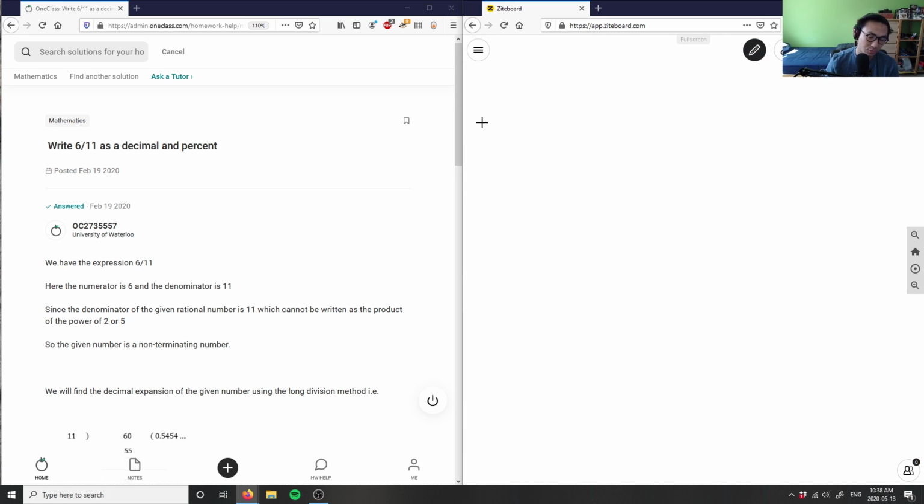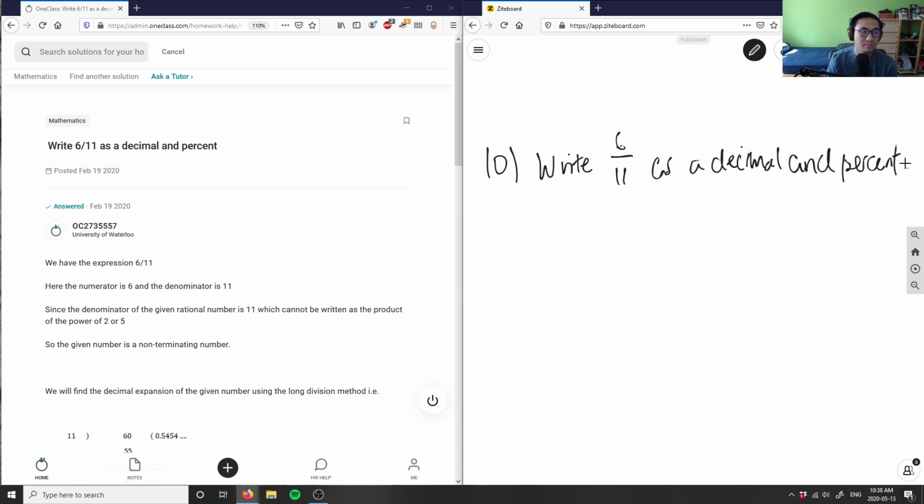It's asking us to write 6 over 11 as a decimal and a percent. So write 6 over 11 as a decimal and percent. We're doing 2 different operations here, right? So let's do the first one first.